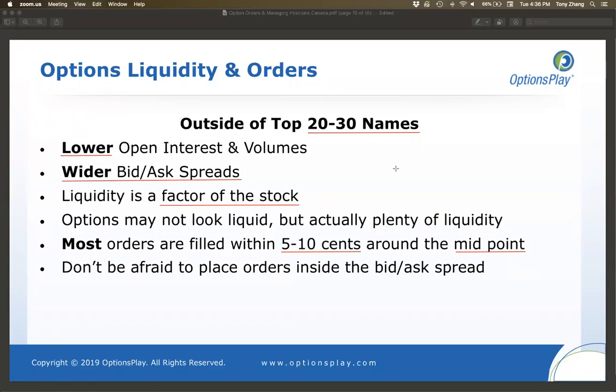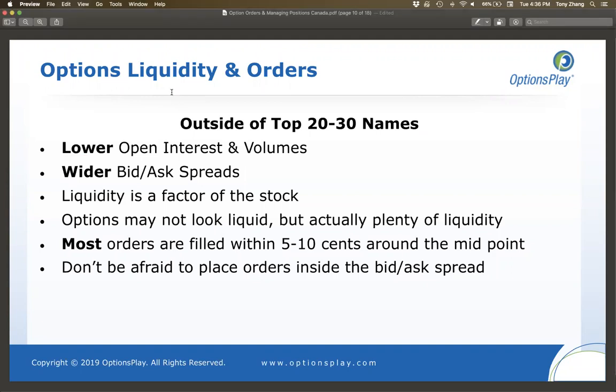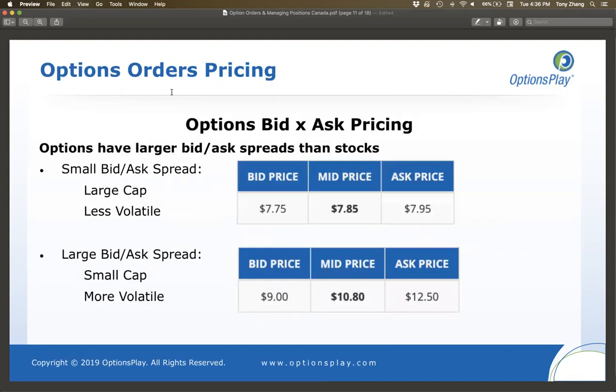Regardless of how wide they're quoted, many times you see quotes that are very wide, but orders that are filled near the midpoint. So don't be afraid to place orders inside the bid-ask spread, no matter how large that spread is. Don't be afraid to try it out by placing an order inside the spread and see where you get filled. Worst case, you don't get filled. So that's some of my insights as far as options liquidity. But what I want to do is go through some real examples.